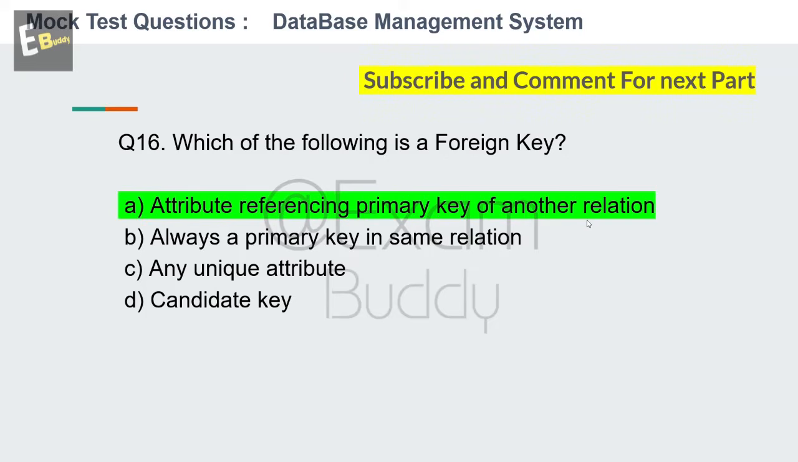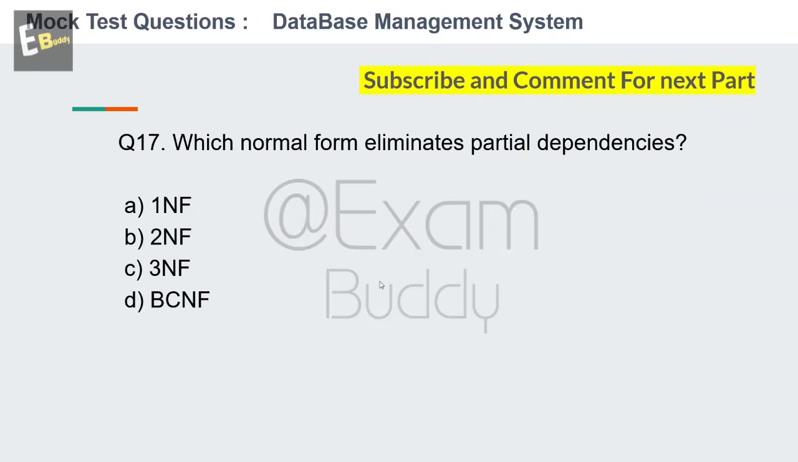Now let's go to our question number 17. Which normal form eliminates partial dependencies? So these are the options: 1NF, 2NF, 3NF, BCNF. So your time starts now. And the answer is B, 2NF.